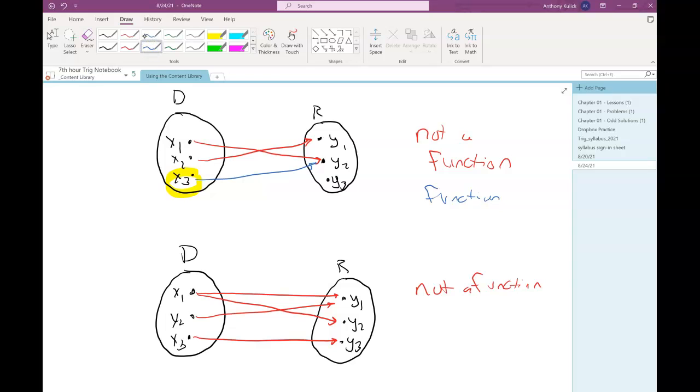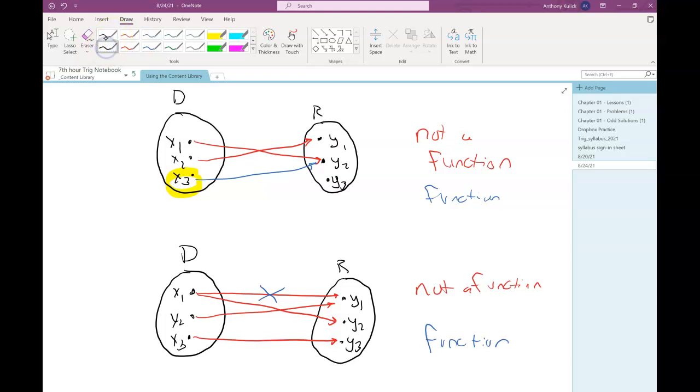If I wanted to turn this into a function, what would I have to do? Get rid of one of the pairs of X1. Yeah, get rid of one of the pairings using X1. So like if I got rid of that one, say, that would in turn then be a function.